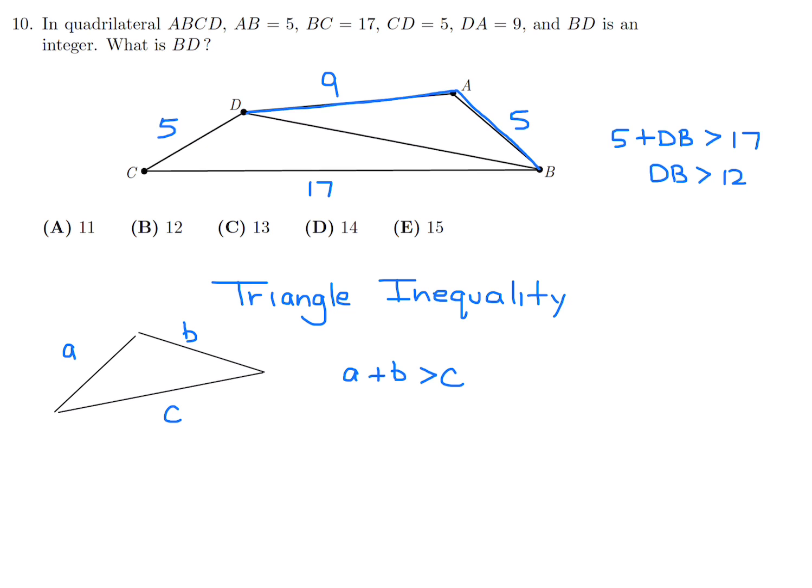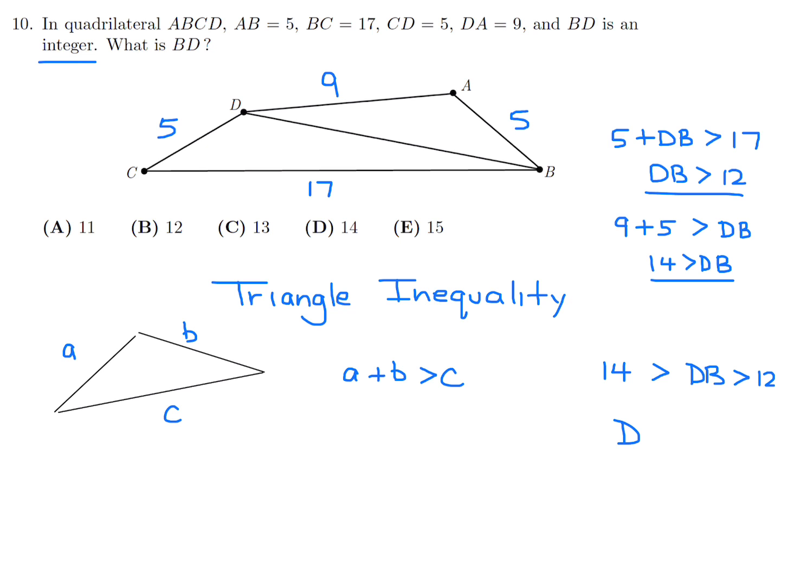And then we apply the triangle inequality again, but on that triangle, we can say that 9 plus 5 is greater than DB. So that means 14 is greater than DB. So combining this and this, we get that DB is greater than 12, but less than 14. And because DB is an integer, the only possible value for DB is 13. So number 10, the answer is C.